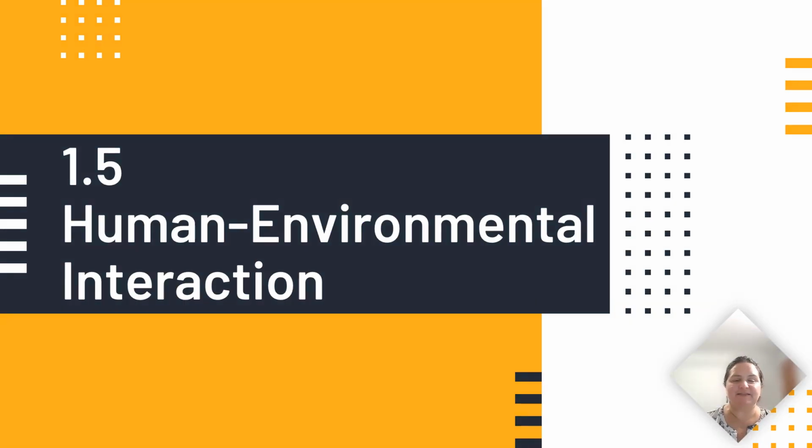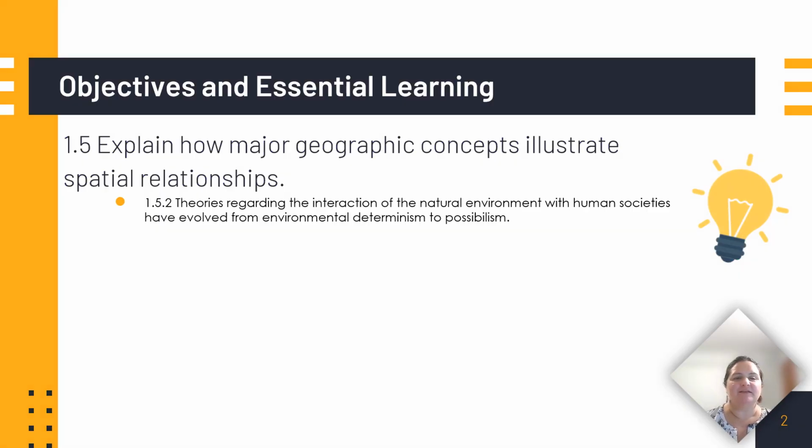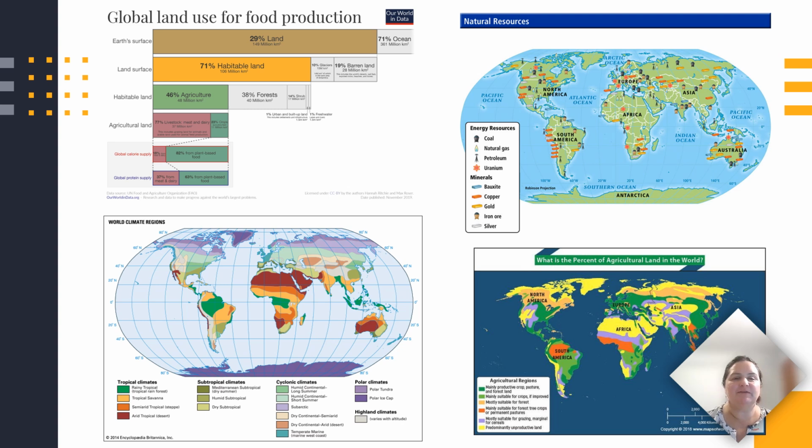1.5 introduces us to the concepts related to the theme of human and environment interaction. So in human environment interaction, we really consider all the natural resources in the world and how humans interact with those resources. So as you can see from these maps, natural resources are concentrated in certain areas.